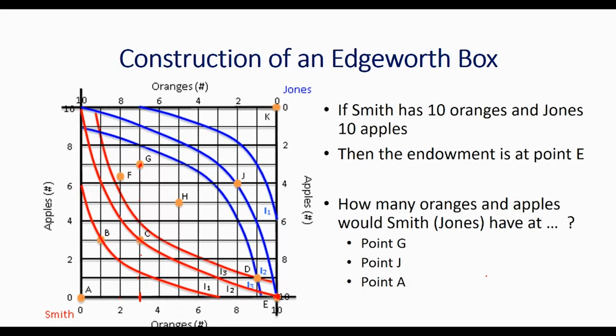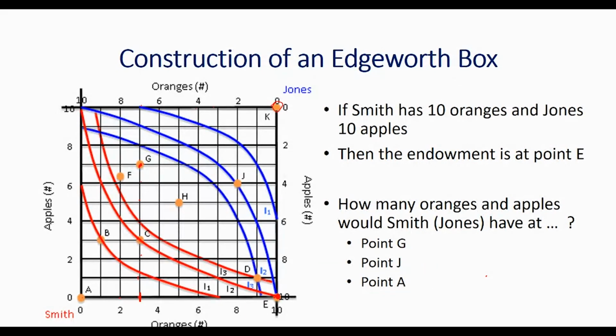I could ask you how many apples and oranges would Jones have at point G? To answer that, you're going to start at Jones's origin up here and you're going to count over and down. So 1, 2, 3, 4, 5, 6, 7 oranges and 1, 2, 3 apples. Jones would have 7 oranges and 3 apples if he were positioned at point G on the diagram. And you can do that for every point on the diagram. What about point J? What about point A? What about point C? On and on.